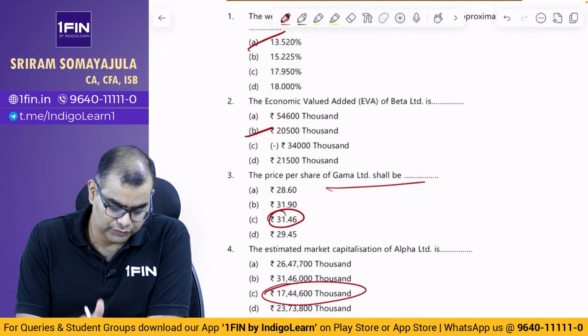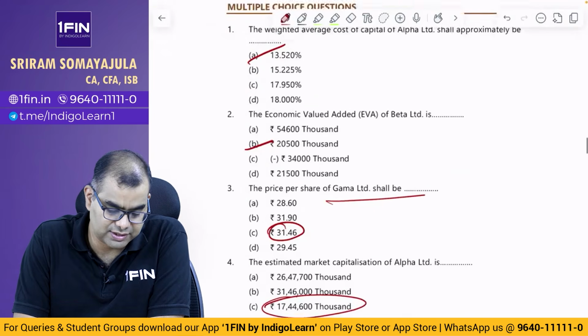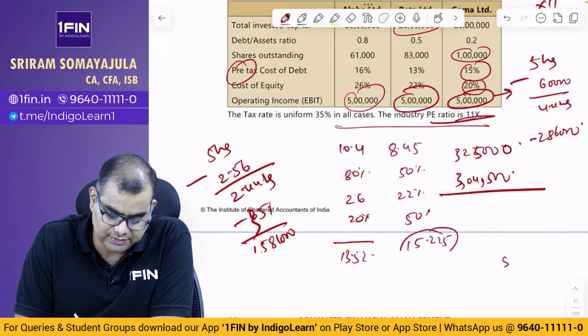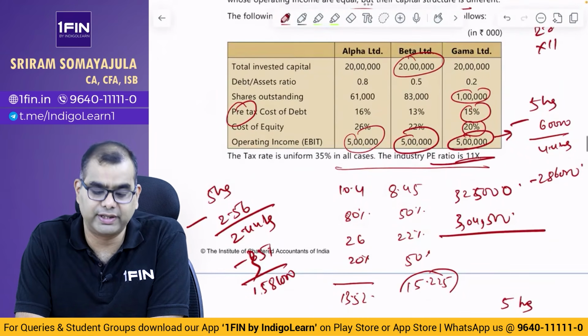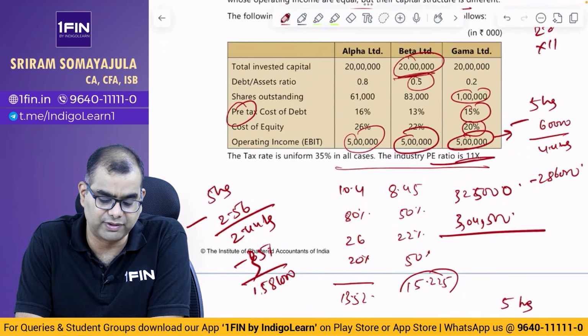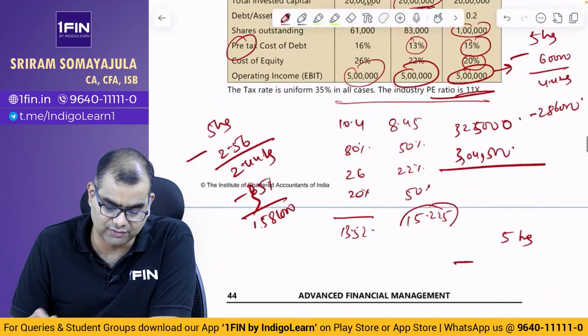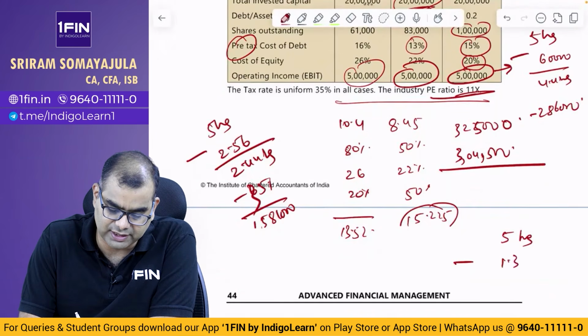17,44,600. Then EPS of beta. What is EPS of beta? Beta is again 5 beta. The EBT is 5 lakhs minus interest. Interest is on 20 lakhs. You have to compute 50% is debt. So 10 lakhs at 13%, which is 1.3 lakhs. So you subtract 1.3 lakhs as interest.